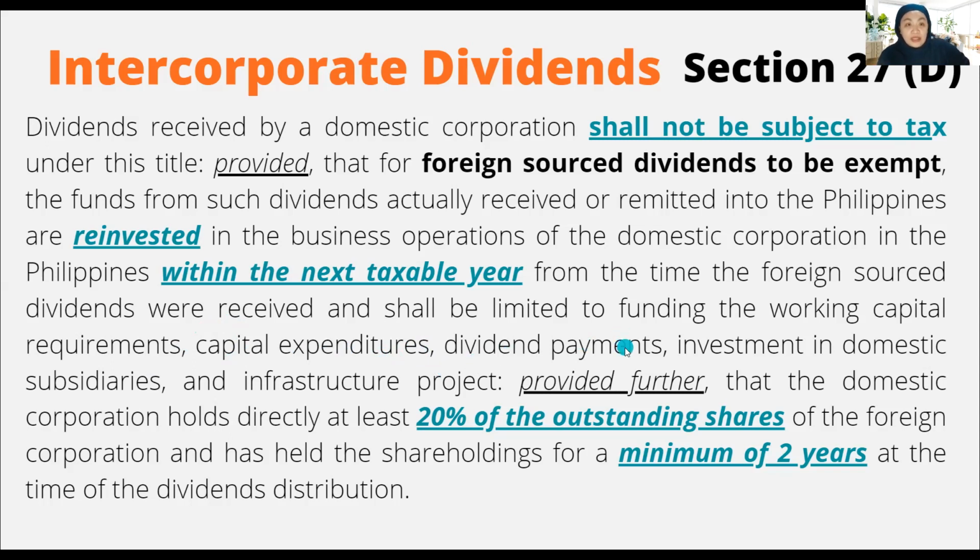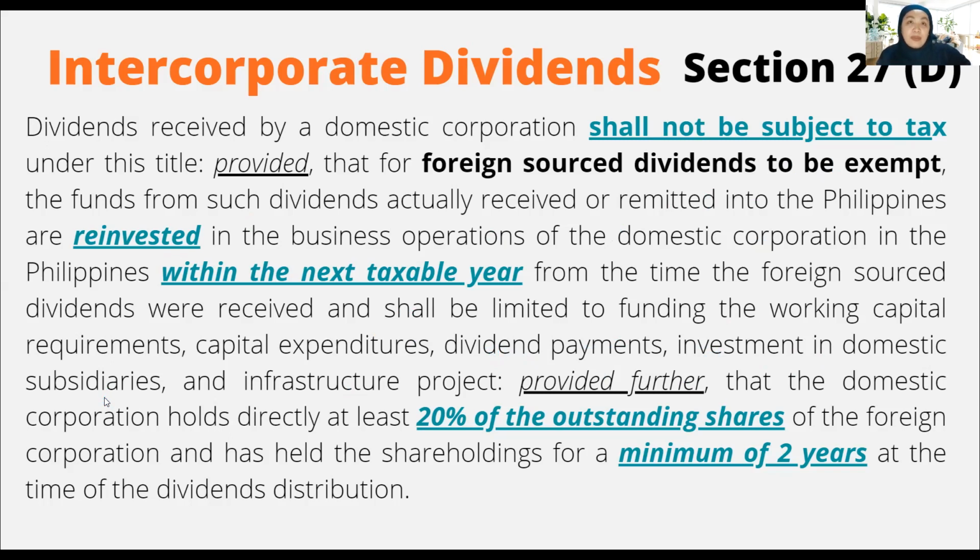Dividend payment. Because the recipient is a corporation itself, as a rule, they can also in turn distribute dividends to their shareholders. So if the fund received from a foreign source corporation is eventually given as dividend payment to its own shareholders, then it is also exempt from tax. Or if it's invested in a domestic subsidiary.